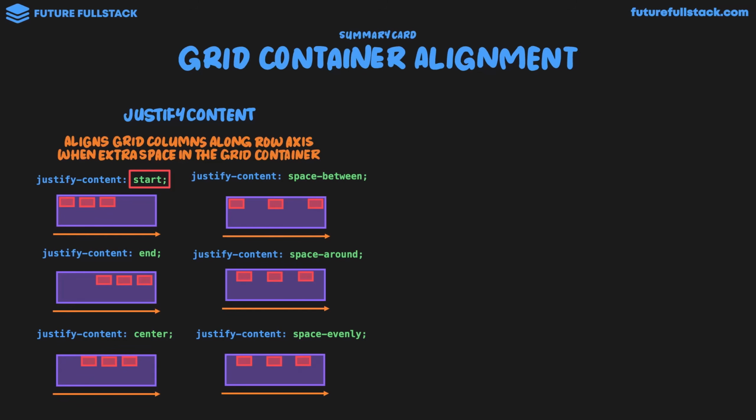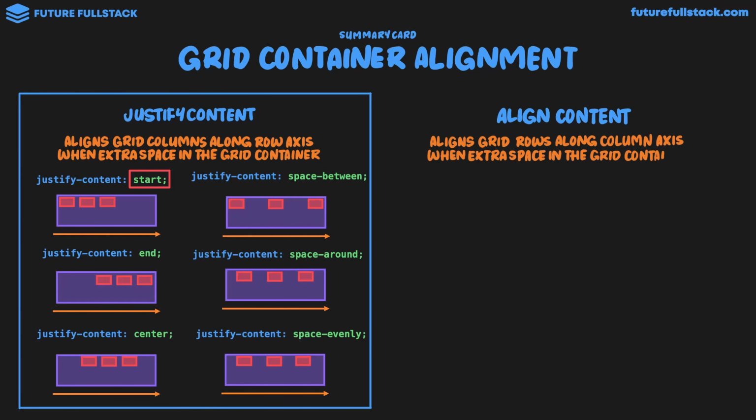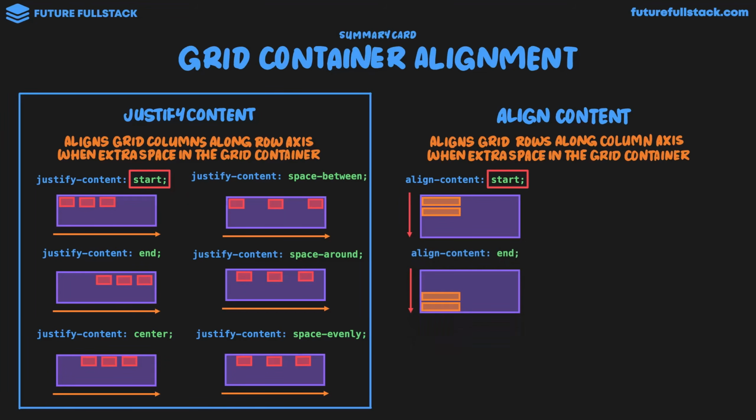along the row axis. The next value we looked at was align content. This aligns grid rows along the column axis when there is extra space inside the grid container. It's the same values as justify content. We have align content start, which is the default value. This positions our grid rows at the start of the column axis. Align content end, which positions our grid rows at the end of the column axis. Align content center, which positions our grid rows in the center of the column axis.